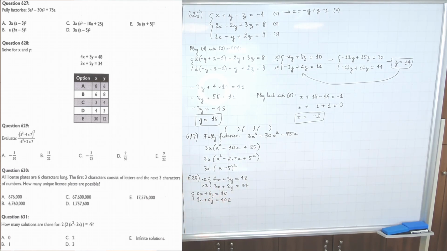Yeah, 102. And then you can see that this one minus this one, you're going to eliminate the y, right? So 9x minus 8x is going to be x. This one disappears. 102 minus 96, it's going to be 6. And then the only answer with x equal to 6 is B.